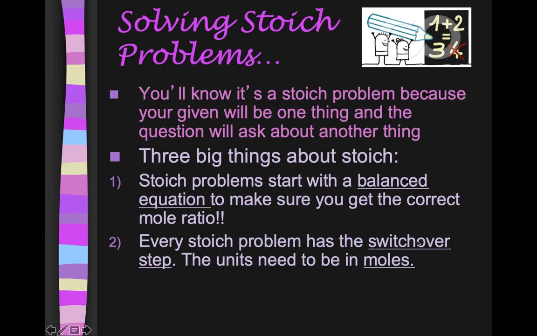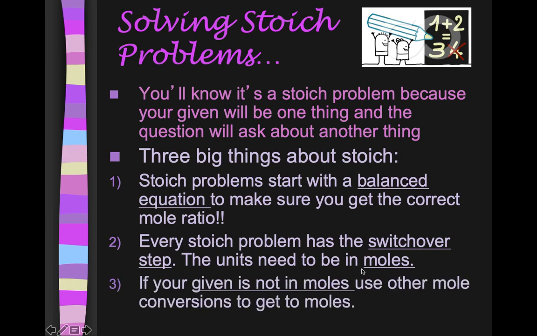Then every stoic problem has that thing called a switchover step, and the units need to be in moles. So if your given is not in moles, use other mole conversions, molar mass, molar volume, Avogadro's number, whatever other conversions we know to get to moles. Then you do the mole-mole ratio from the balanced equation, because that was the first thing that you did. So that's kind of an overview of what we do for stoic problems. Now we need to start doing a bunch of examples to see if this makes sense.